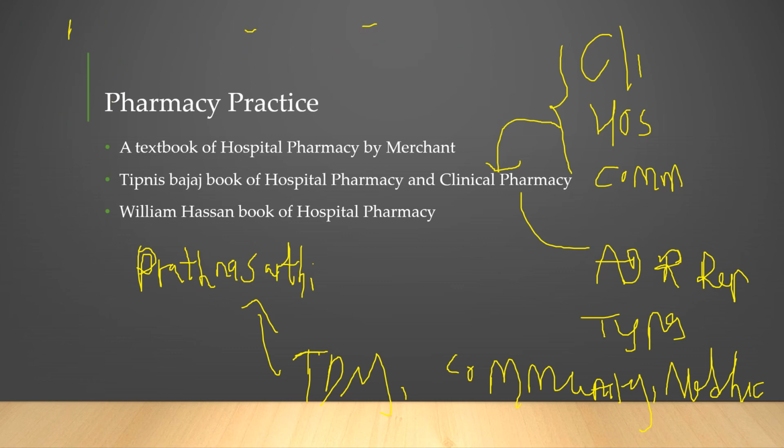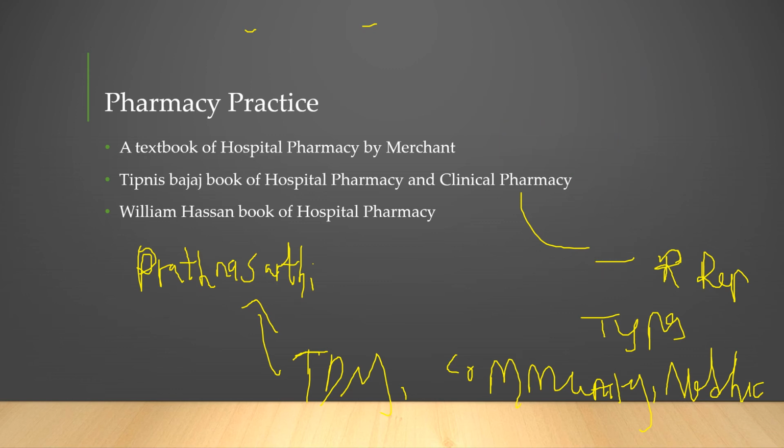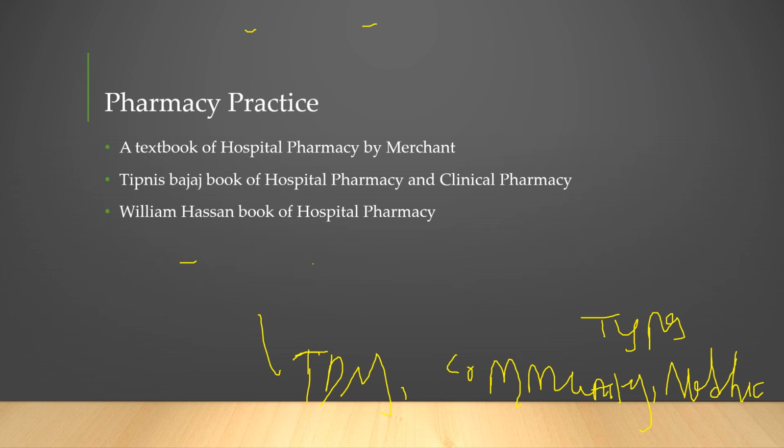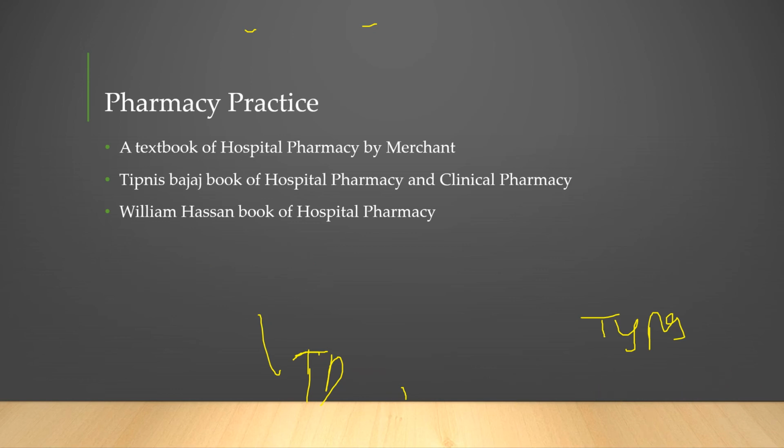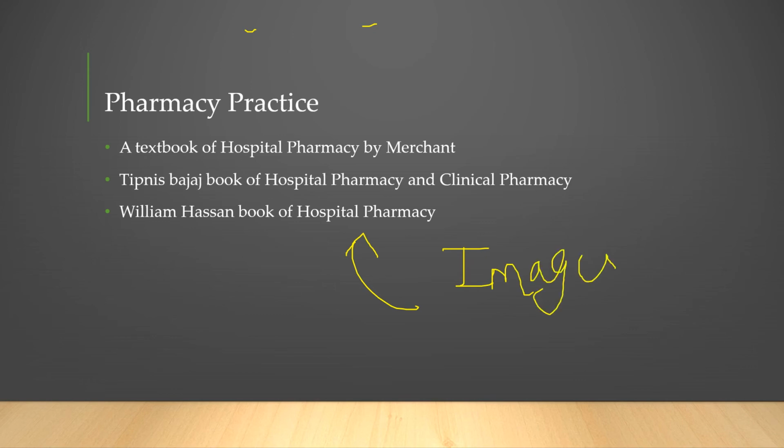You also have other books that, of course, you must refer to. I highly recommend the book by William Hassan and a book by Merchant. Especially William Hassan has a very proper manner of all the hospital pharmacy related stuff. Like they have also given images, so that will be beneficial. Like suppose if an ADR reporting form, a formulary, a drug list, they have given the proper form for that, proper image for that.